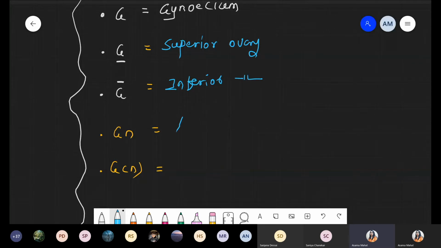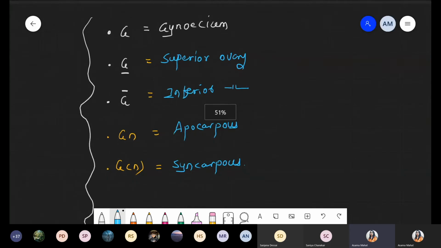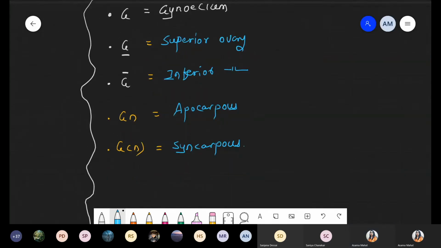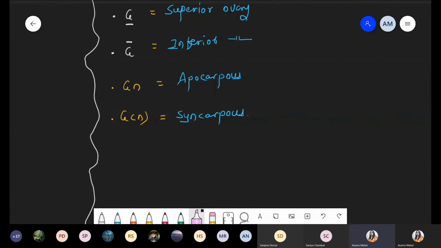If G, it means the gynoecium is present in free form, a condition called apocarpous. And if the gynoecium carpels are fused, it is called syncarpous. It is not cyn, it's syn. Syncarpous. So superior ovary, inferior ovary, apocarpous, and syncarpous. Got it? Yes or no? Okay. And the last symbol, the last one.